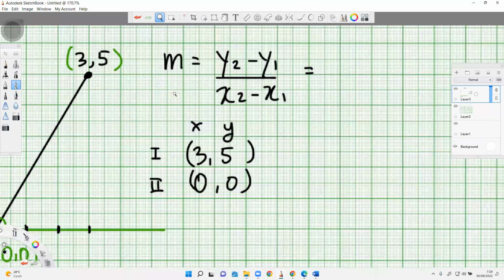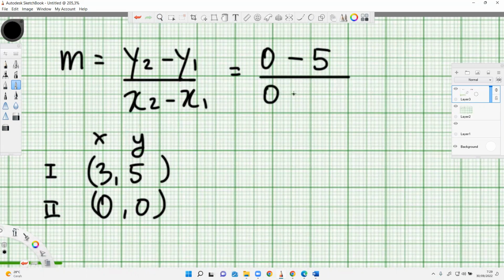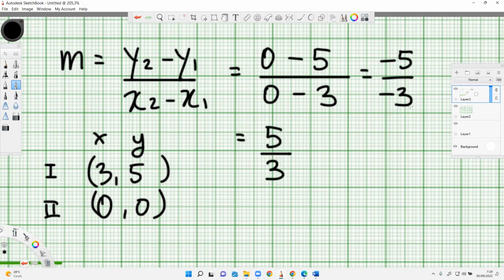Okay, guys, look at this. What is y2? 0, right? Y for the second point. 0, subtract y1, 5. Are you following, guys? You know how to do y2, 0, y1, 5. x2, 0 also, right? So what's the answer then? Subtract. Just follow the formula. 5/3, right? You ignore the negative.